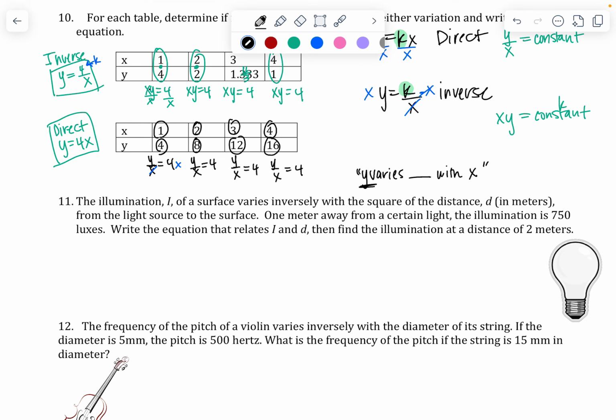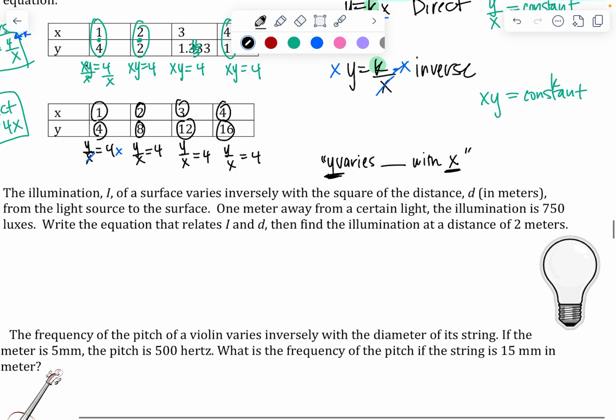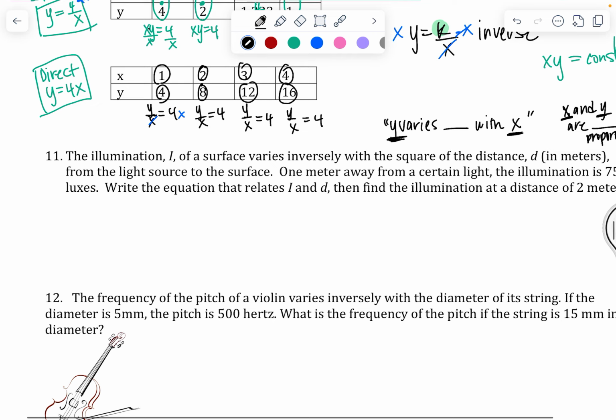And so that first variable is going to be your y. That second variable is your x. Another thing they may say is x and y are either direct or inversely proportional. In that case, the first variable is your x, the second is your y. I think that comes up on the homework.